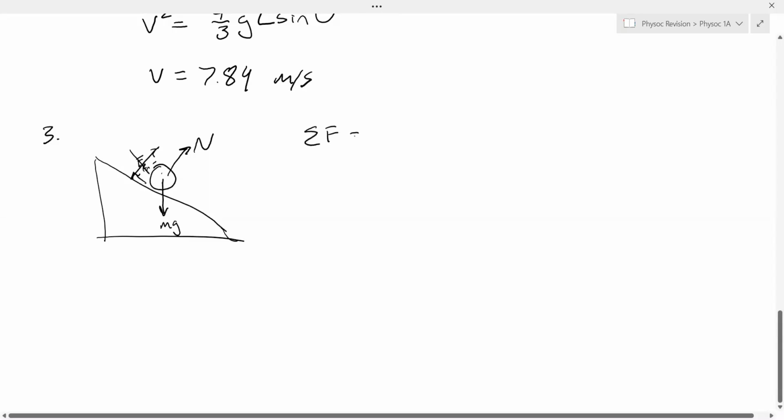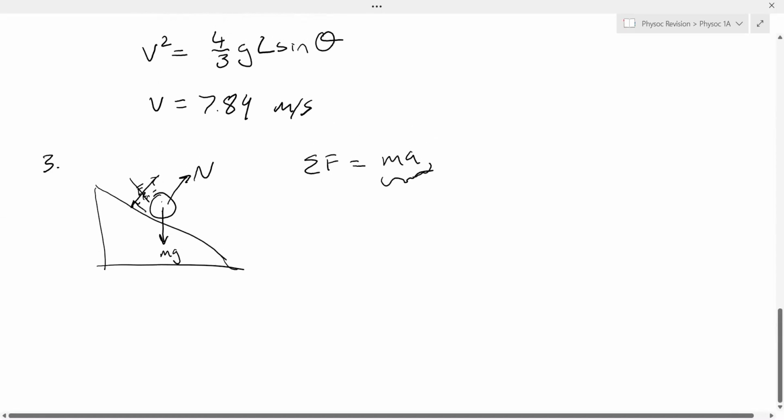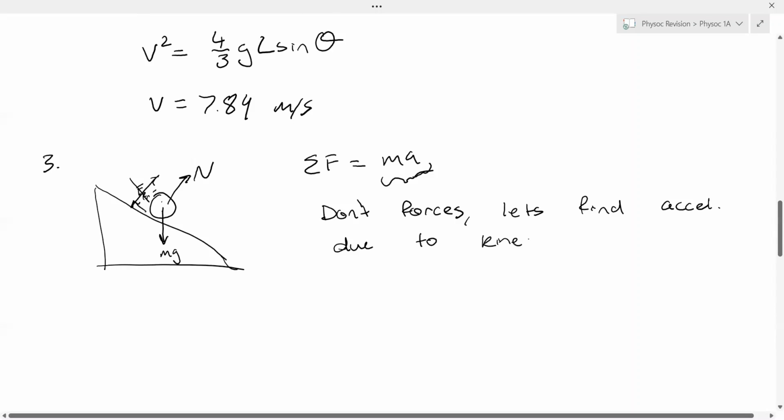So our total force is equal to mass times acceleration, Newton's law. We have no idea what our sum of forces is. So we can actually look at it from the other point of view and find our acceleration at the bottom of the slope and multiply it by the mass of the object. And we can find our acceleration by just using our kinematic equations. So we don't know forces. Let's find acceleration.